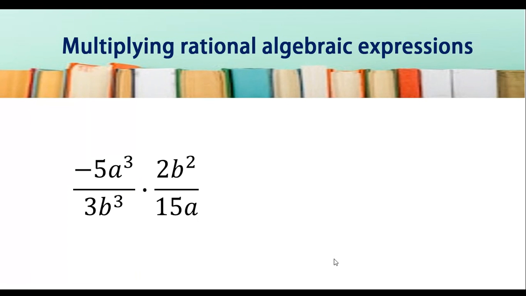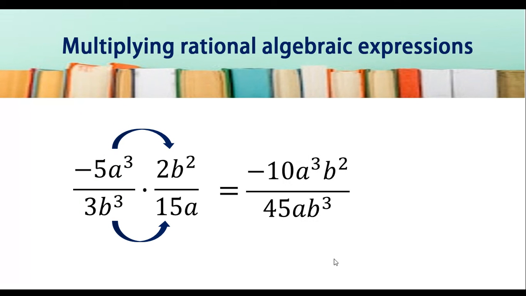As I have said, to get the product, you simply multiply the numerator to the numerator and the denominator to the denominator. So the result of this is negative 10a cubed b squared over 45ab cubed. And this answer is not yet in simplest form. So we have to reduce this.